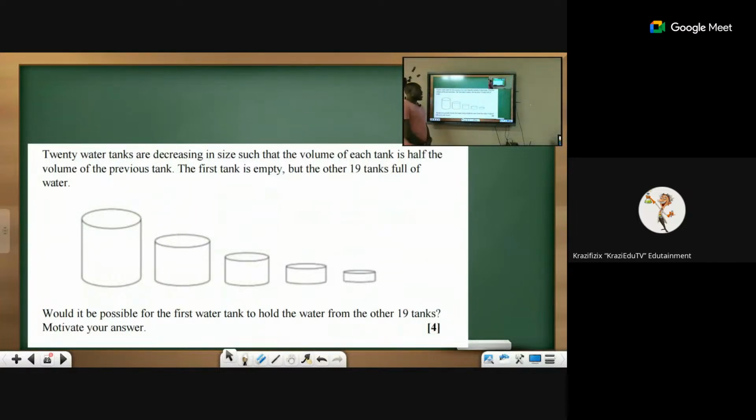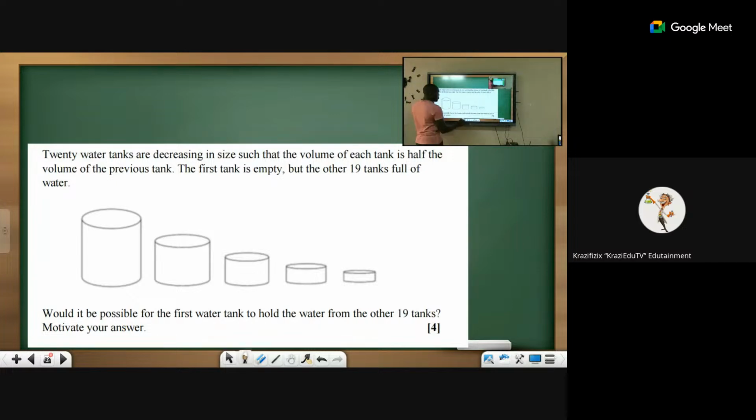20 water tanks are decreasing in size such that the volume of each tank is half the volume of the previous. The first tank is empty, but the other 19 tanks are full of water. They said they are decreasing such that it's half of each other. Okay. Will it be possible for the first water tank?